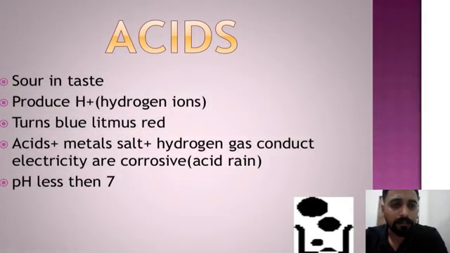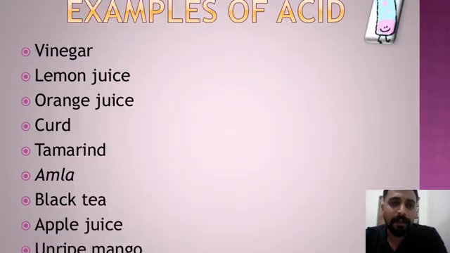Now let's see, beta, what are the various types of acids we have. There are some examples of acid like vinegar, which we call sirka, where we have acetic acid in it, lemon juice, orange juice, curd, tamarind, amla, black tea, apple juice, unripe mango. All these things have some sort of acids. इनमें कुछ ना कुछ एसिडिक चीजें होती हैं, केमिकल सब्सटेंसेस होती हैं. We will focus on these things and see more going ahead.